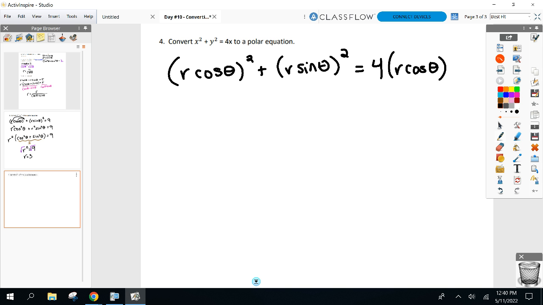All right, keep grinding along here. We just showed in the last problem, you square everything inside. R squared cosine squared theta plus R squared sine squared theta equals, hey, do you see any plus or minus sign in that parenthesis on the right? Nope. Me neither. So there's no distribution. It's just 4 R cosine theta.